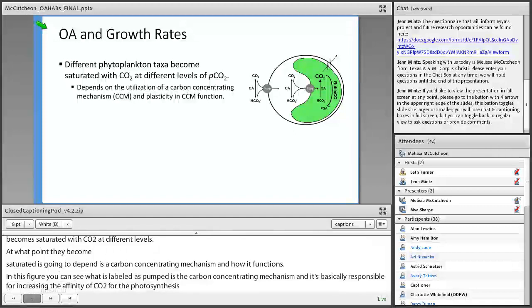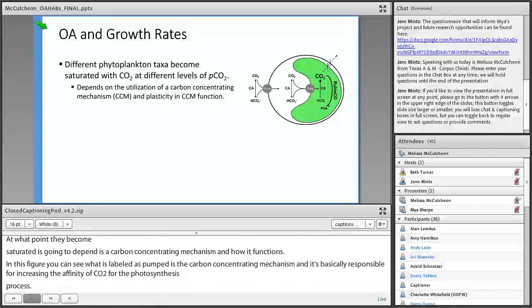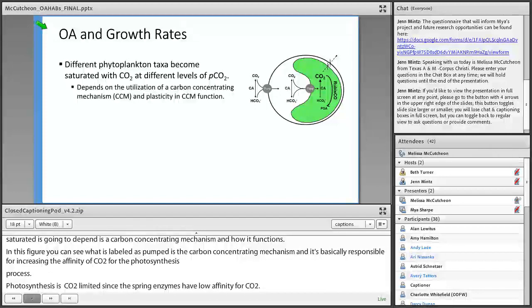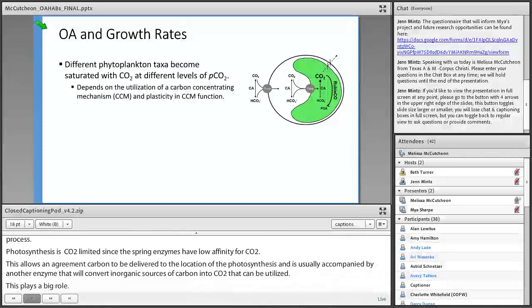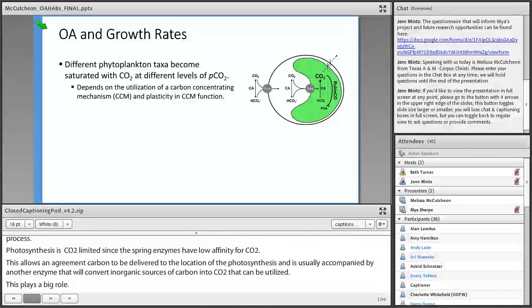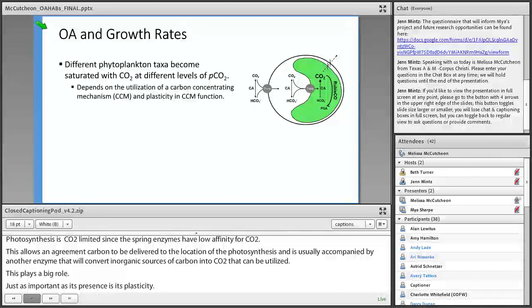But this pump allows inorganic carbon to be delivered to the location of the photosynthesis, and it's usually accompanied by another enzyme that will convert inorganic sources of carbon into CO2 that can be utilized. This plays a really big role, but I think just as important as its presence is its plasticity. Some organisms are able to regulate the way in which this functions, and if there is an increase in the total amount of carbon available, they can downregulate and redirect the resources, the energy that would be used, to other physiological processes.